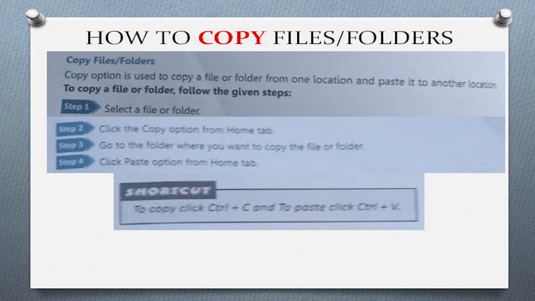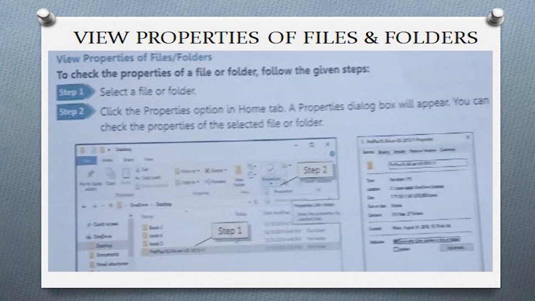Next one is how to copy files and folders. To copy the files and folders means making duplicates of the files and folders. First we need to select the file or folder, then click on the copy option from the home tab. Then go to the folder where you want to copy the file or folder. Then click on the paste option from the home tab. To copy the file or folder, shortcut is Ctrl+C. To paste, Ctrl+V.